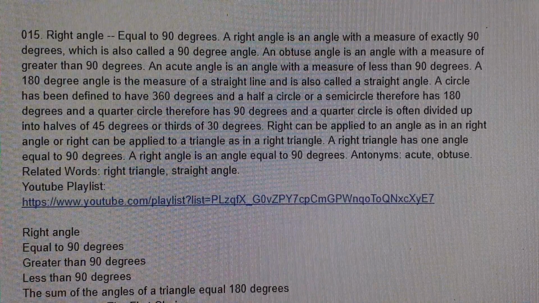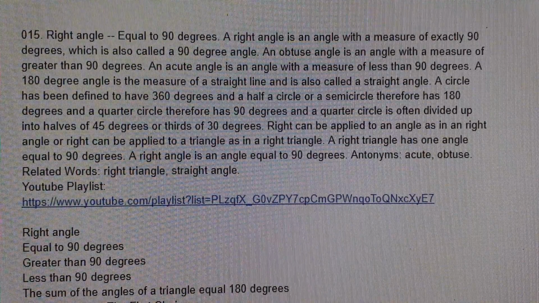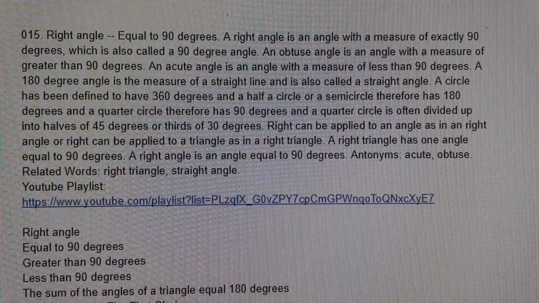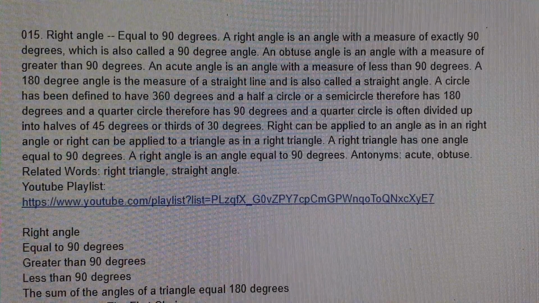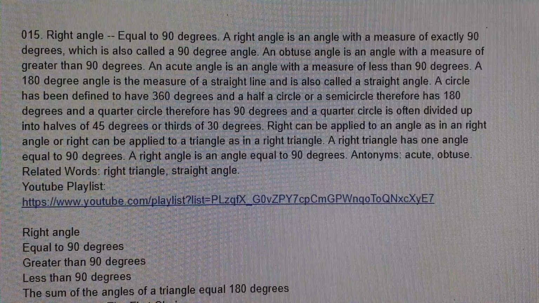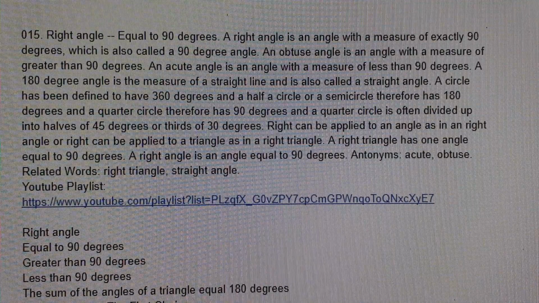Right angle, equal to 90 degrees. A right angle is an angle with a measure of exactly 90 degrees, which is also called a 90-degree angle.